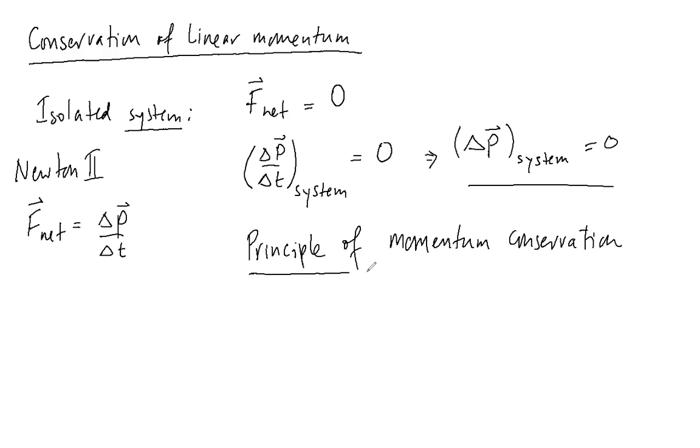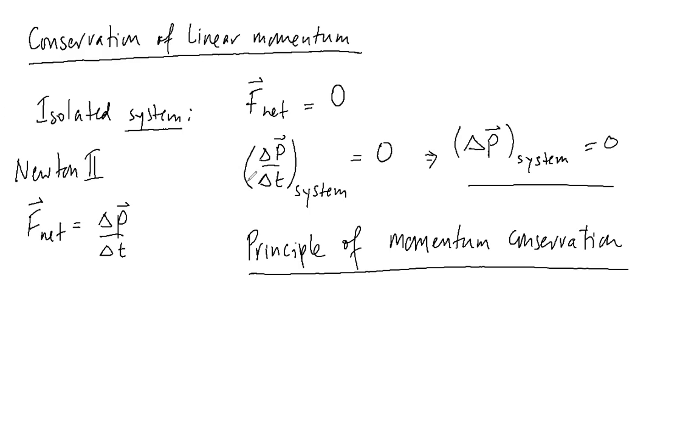Right? So that basically states that if you have an isolated system, the total change in momentum for that system is just going to remain at zero. Or put another way, the total momentum in the system is going to remain the same. It's going to remain the same, or some people say it is conserved. That just means it stays the same.